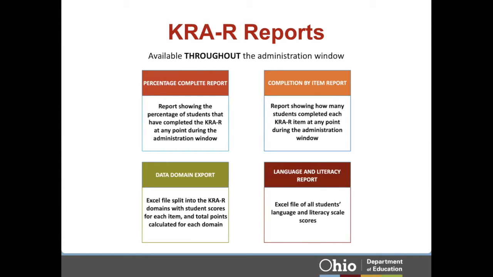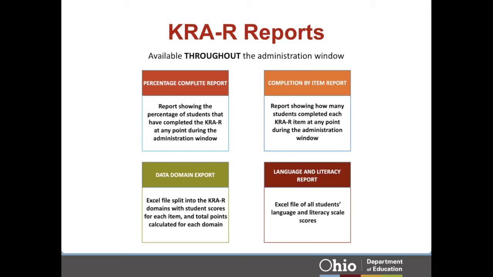The completion by item report is a report that's going to show you how many students have completed the KRA-R items at any point during the assessment window. So the slight difference there is the first report provides you with access to who's completed the entire report, and the completion report by item is showing you the completion by the individual items for the KRA-R.